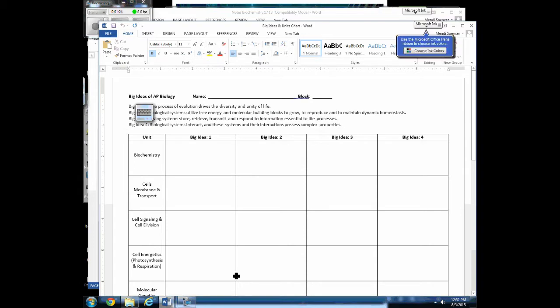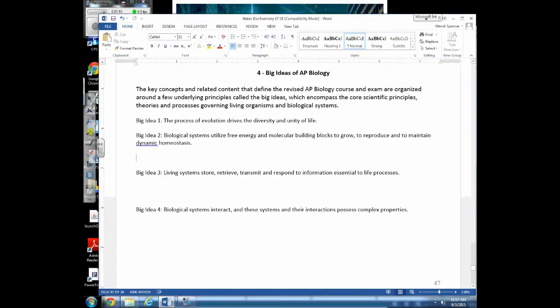So all we're going to focus on right now are these 4 top boxes that deal with the biochemistry unit. And what you should be able to do at the end of the lecture is give me 3 concepts related to biochemistry that relate to big idea 1, and 3 concepts for 2, 3, and 4. So let's take a second to give you a general overview of these big ideas.